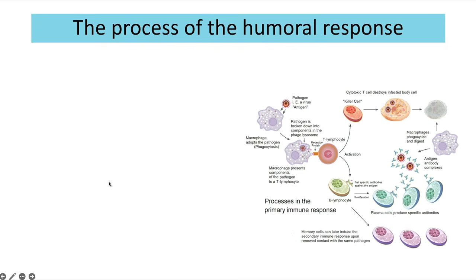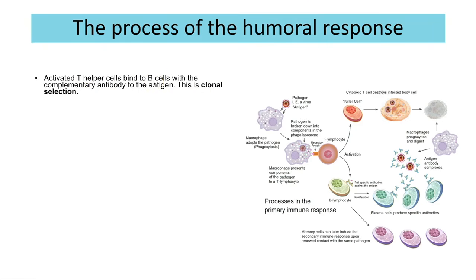Next, let's have a look at the B cells, and those are part of the humoral response. So B cells are activated by T helper cells, and this is done by the T helper cells binding to B cells with complementary antibodies to antigens. And this is clonal selection, because the T cells will only bind to B cells which do have a complementary shaped antibody on their surface. So it is selecting the correct shape, that complementary shaped B cell, and then they get cloned in mitosis. And that's what we're going to have a look at here.